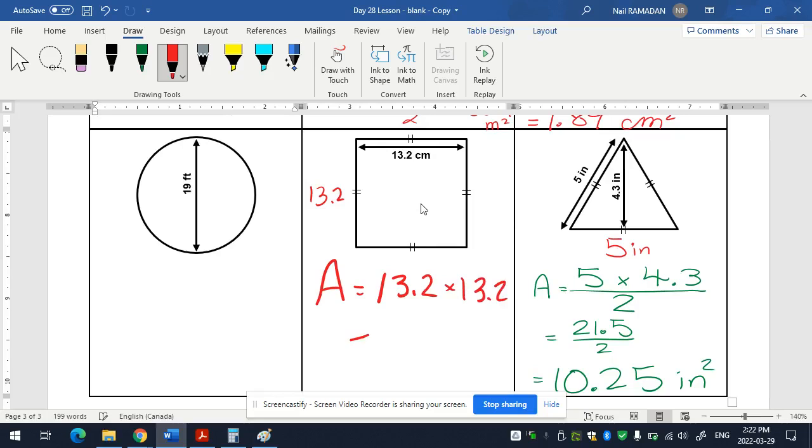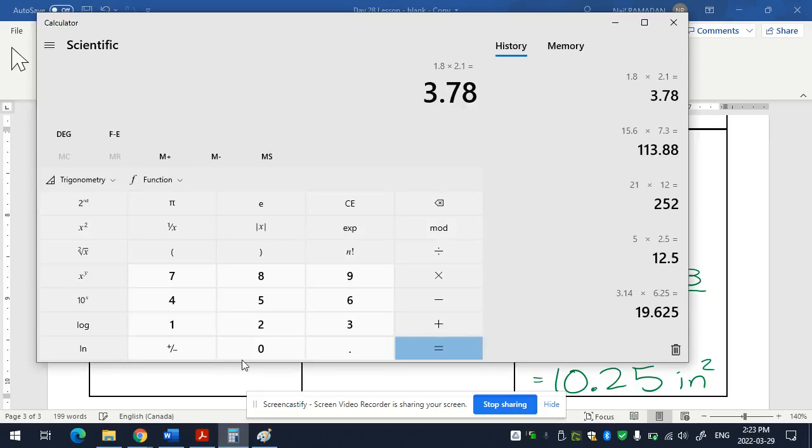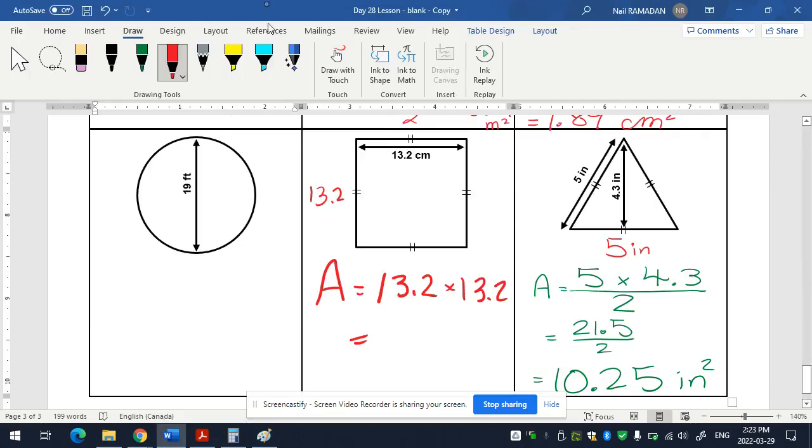13.2. How much is that? I think it's 170 something. Yep, that. By the way, you can hit square here if you like, it's the same thing. 174.24. In what unit? Centimeters squared, because I'm looking for the inside space. I don't have much space after the numbers.